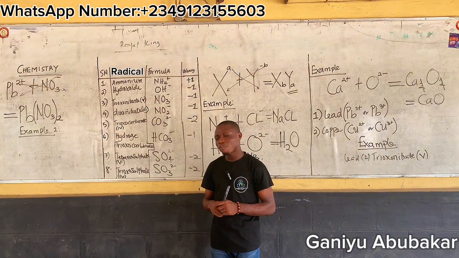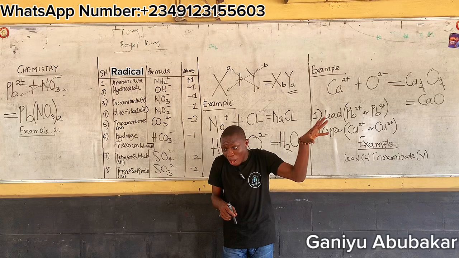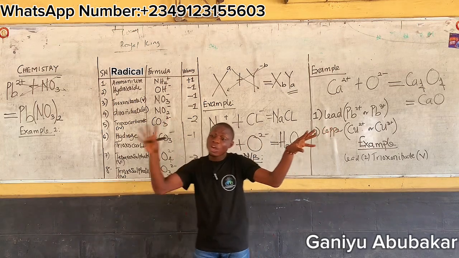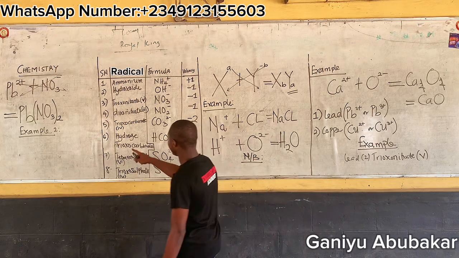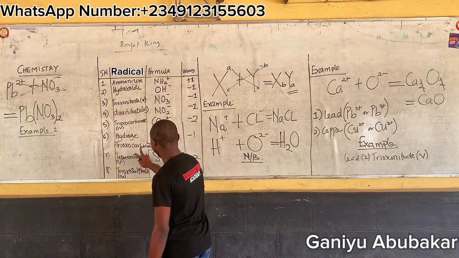What am I focusing on? Write: limestone used in making cement is got from the combination of calcium oxide plus what? Trioxocarbonate what? Carbonate. Check your radical. Trioxocarbonate, that what there?